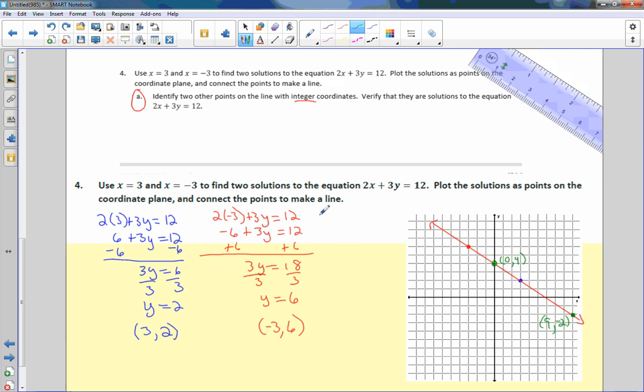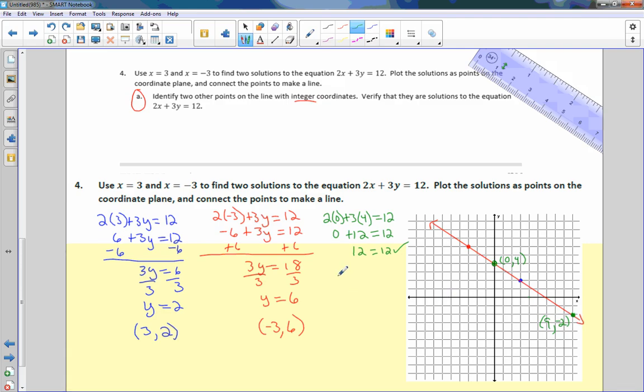So the first one I'll check was 0, 4. 2 times my x, which is 0, plus 3 times my y, which is 4, should equal 12. 2 times 0 is 0. 3 times 4 is 12. And obviously 12 plus 0 is 12, so 12 equals 12. That is a point on the graph.